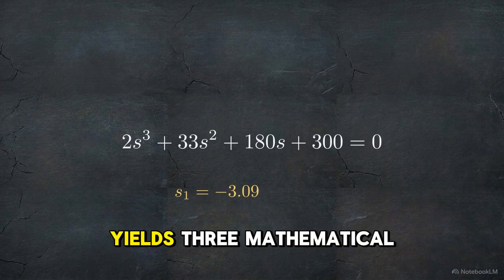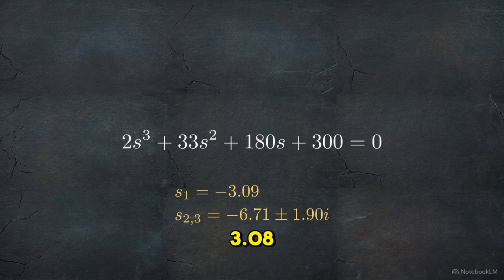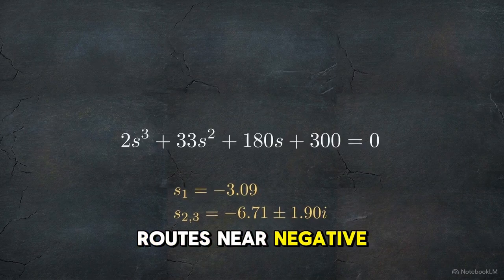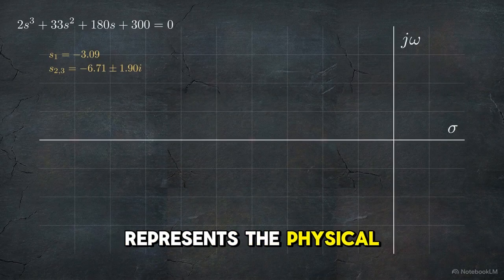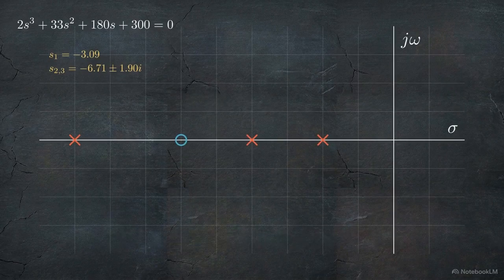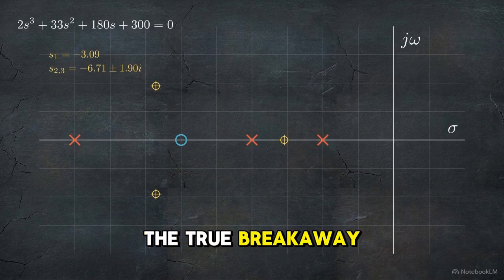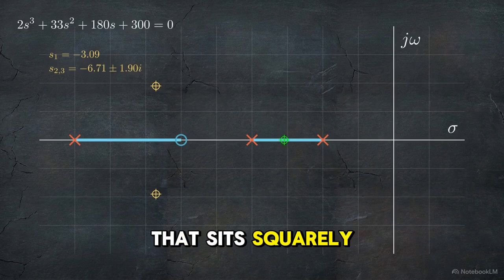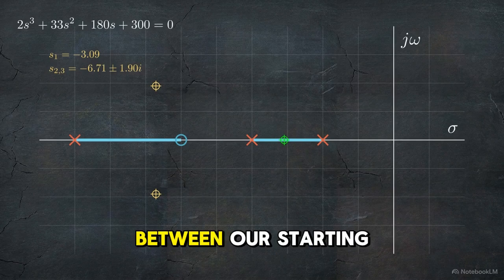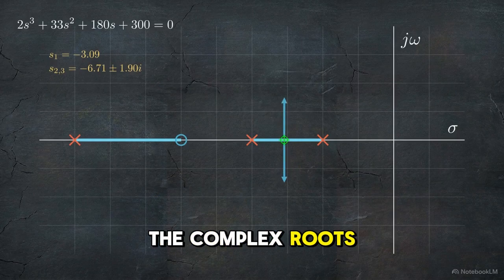Solving the numerator yields 3 mathematical roots, one at -3.08 and 2 complex roots near -6.7. Only one of these mathematical outputs represents the physical reality of our controller. By overlaying these 3 points back onto our S-plane map, the true breakaway point becomes obvious. The value -3.08 is the only solution that sits squarely on the valid operating segment between our starting poles at -2 and -4. The complex roots are discarded.